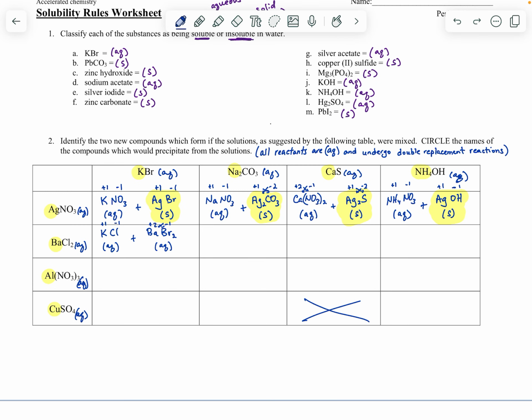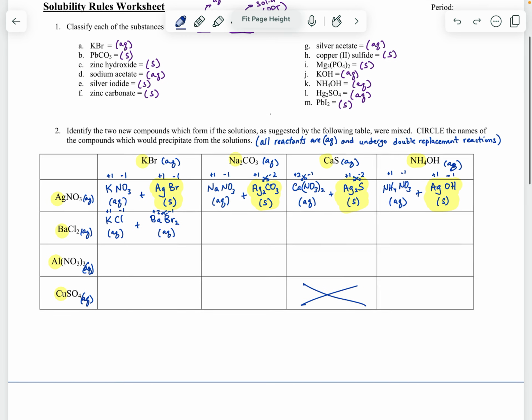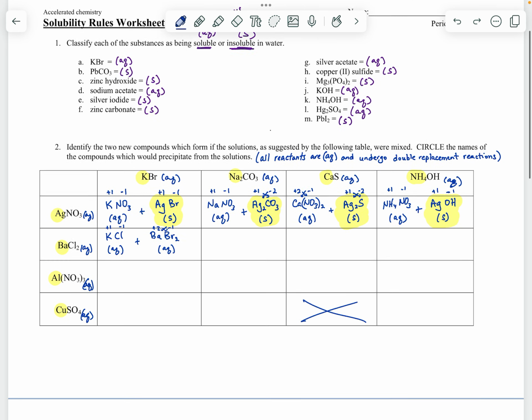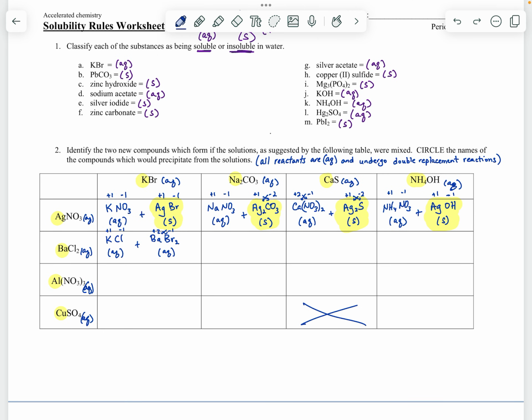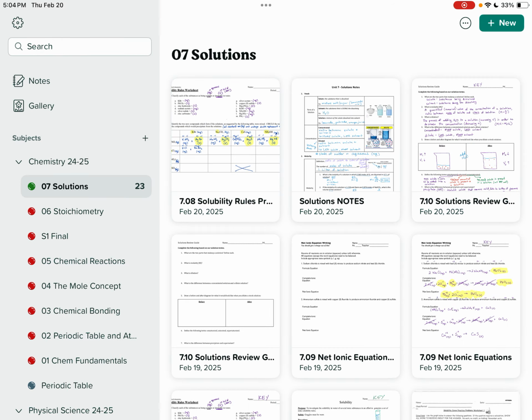So this should be a good stopping point to allow you to finish off the rest of those empty boxes there. Remember, you can cross out the one that's over there. So a little bit of review for our double replacement reactions, a little bit of review with our solubility rules, identifying solubility, insoluble or soluble, right, solid or aqueous. And now we're going to go to the note sheet.